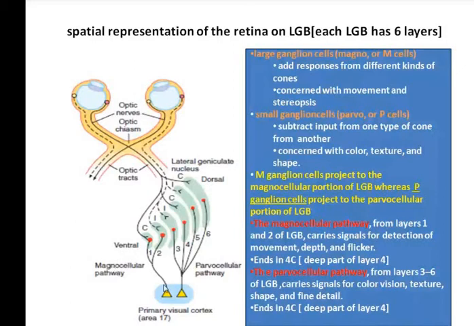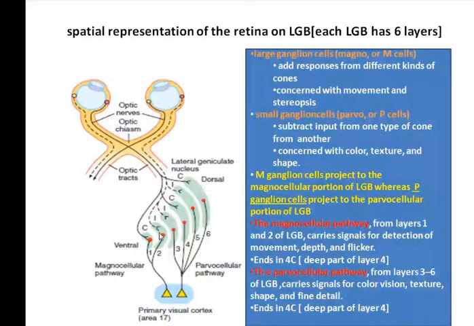Again, if you look here, this is the parvocellular pathway from layers 3, 4, 5 and 6, and they terminate on the visual cortex. The magnocellular pathway ends on layer 4 of the cortex. But the main importance of the magnocellular and parvocellular pathways is that they come from the lateral geniculate body.